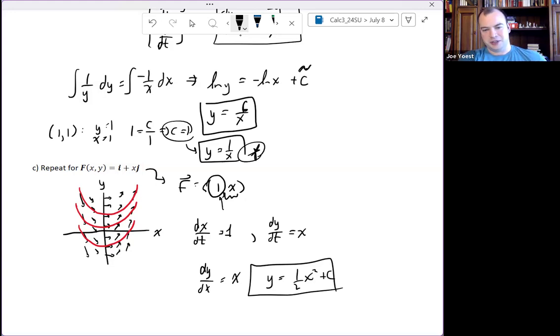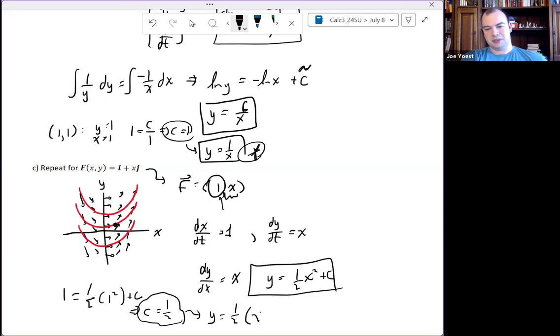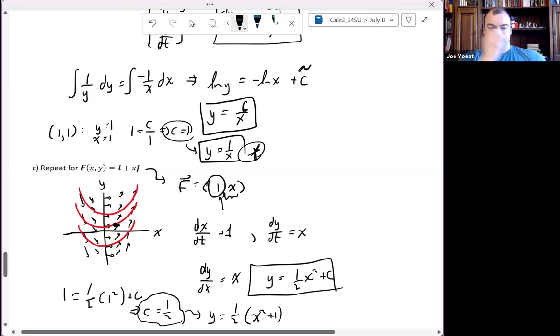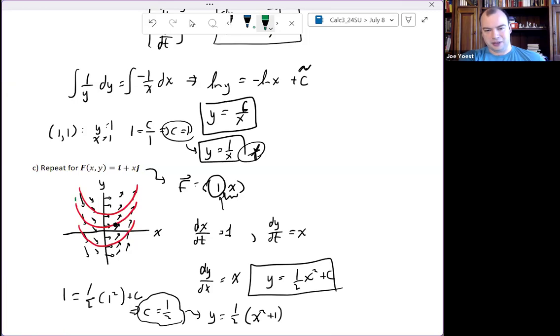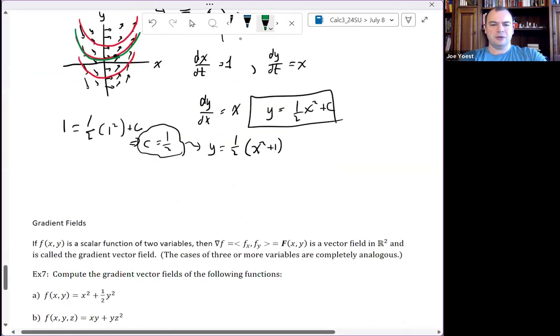And if we want to ask which one of this family of curves goes through 1, 1, then 1 equals 1/2 plus c. c is 1/2. And I see y is 1/2 times x squared plus 1/2. So it looks like maybe something like this curve here. Okay, any questions so far?